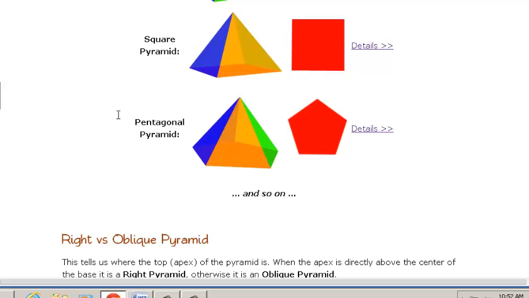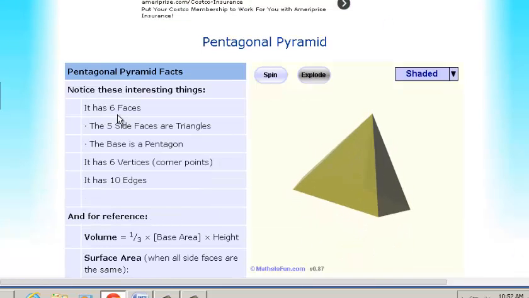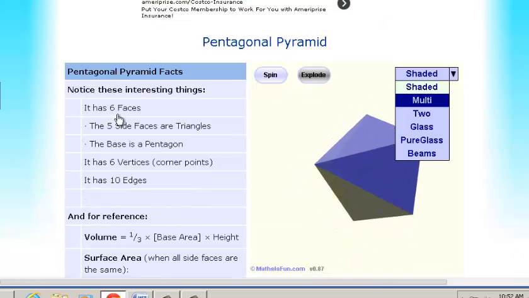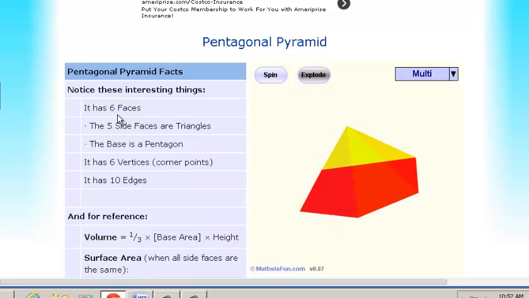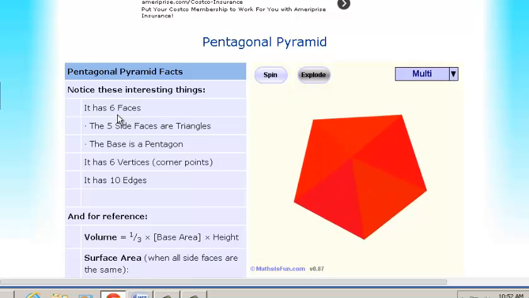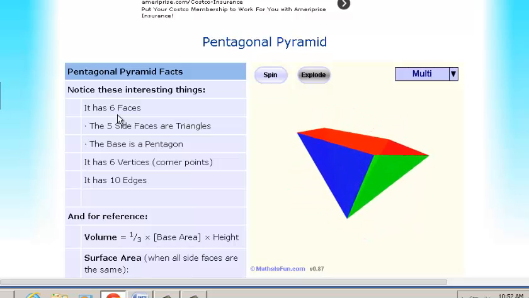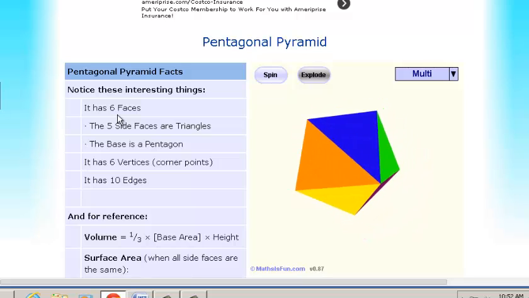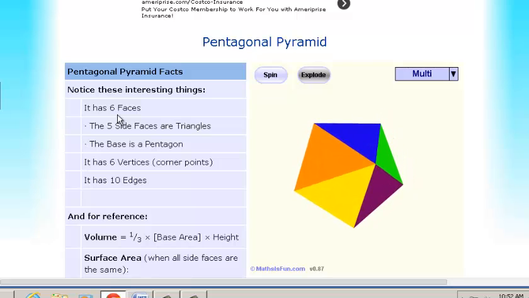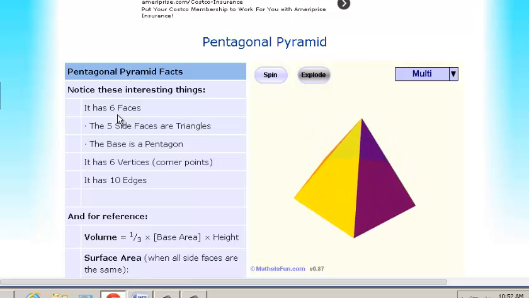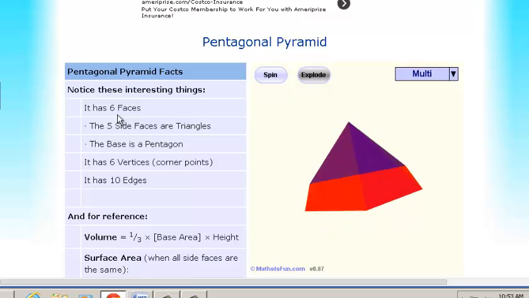One more example of a pyramid is a pentagonal pyramid. So this is the base, which is a pentagon, and I'm going to shade it multi again. So again, the base is a pentagon, and then every side is a triangle. If you look, all the sides, this is called the top view. So every side is a triangle, and then everything goes and attaches itself to the top. All right.